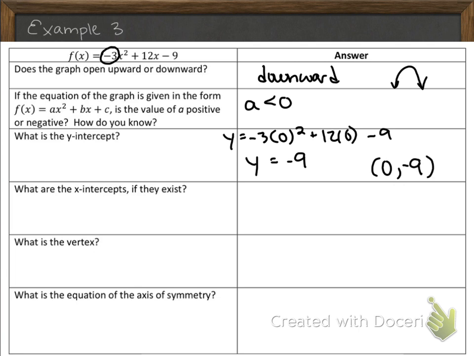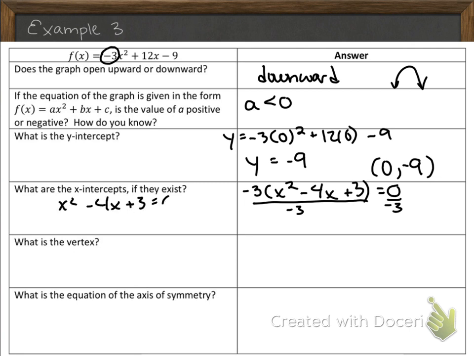Then it asks for our x-intercepts. Uh-oh, how do we do that? Well, we probably need to factor this. If you think back to your general factoring strategy, the first thing we do is factor out. So I can factor out a negative 3, and that's going to give me x squared minus 4x plus 3. Remember, we want to set it equal to 0 and solve. I can get rid of this negative 3 by dividing both sides by negative 3. So now I have x squared minus 4x plus 3 is equal to 0.